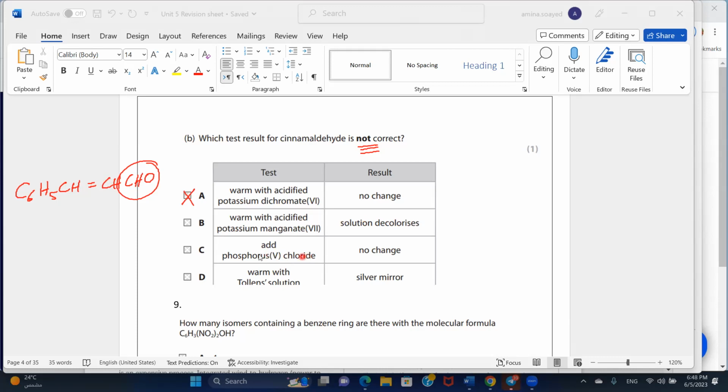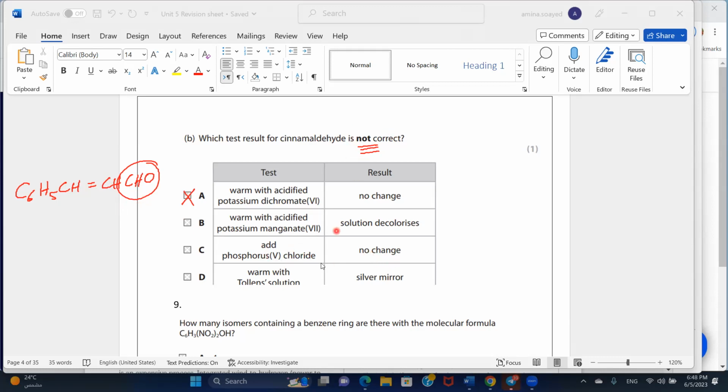Add phosphorus 5 chloride. The phosphorus 5 chloride reacts only with alcohols and with carboxylic acids, resulting in the formation of misty fumes of HCl. But here we have neither an alcohol nor a carboxylic group. So that's why no change takes place. So this is a correct answer.